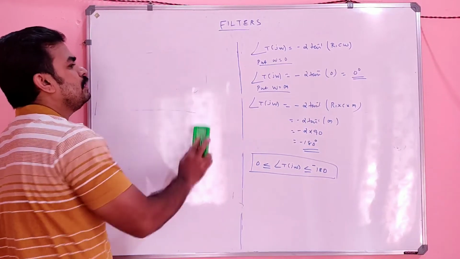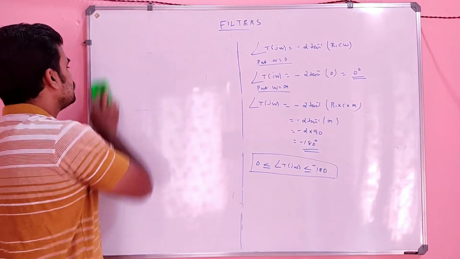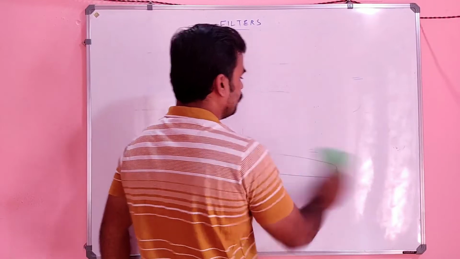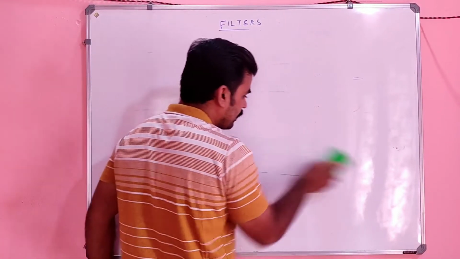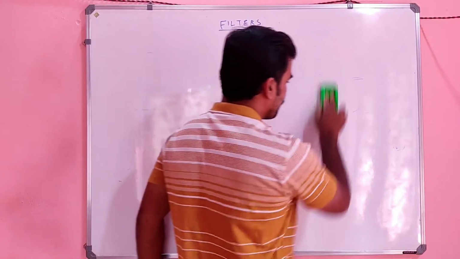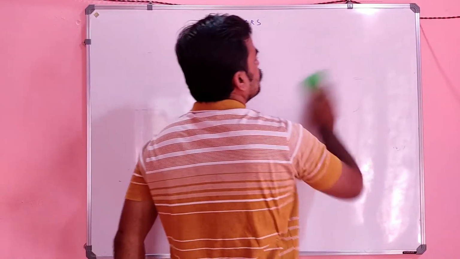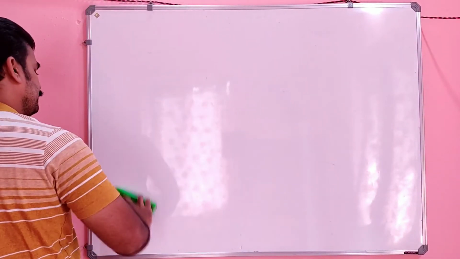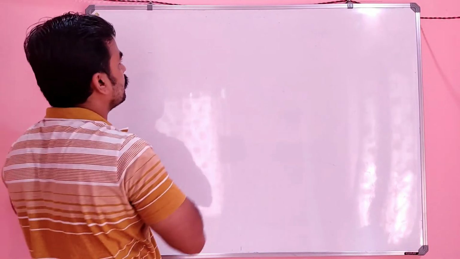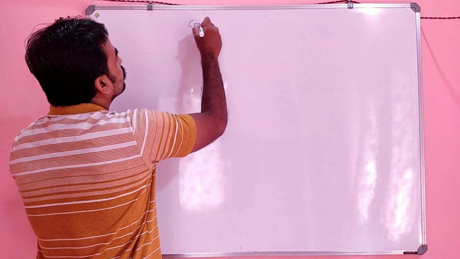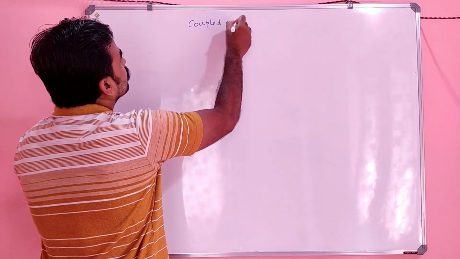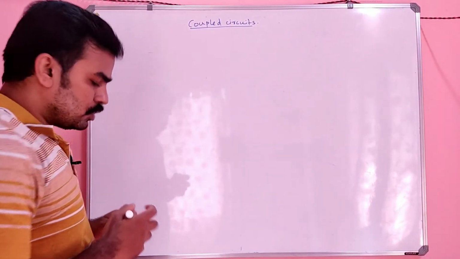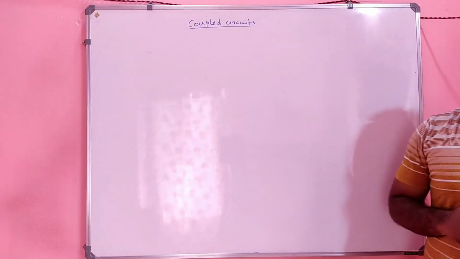Next we have to see a very important section in circuit theory, that is nothing but coupled circuits. It's very important in electrical engineering. So, coupled circuits. What is the meaning of coupling of two circuits?